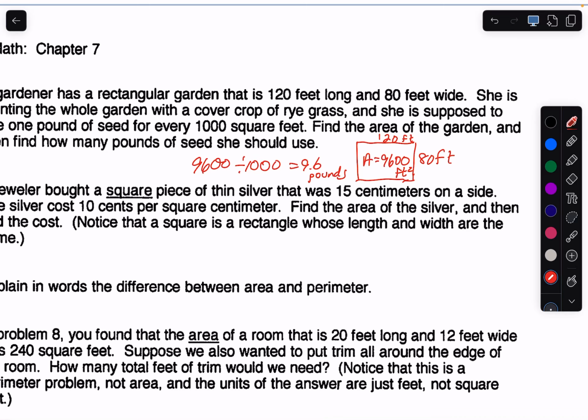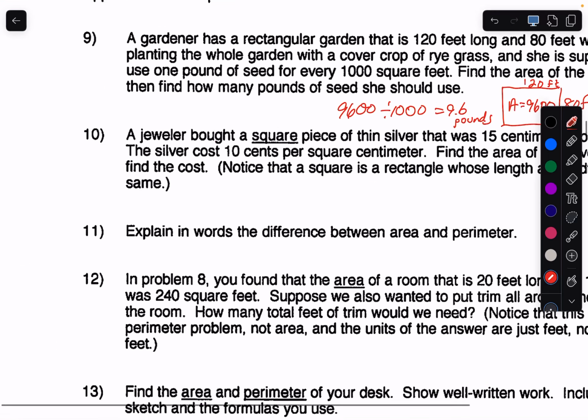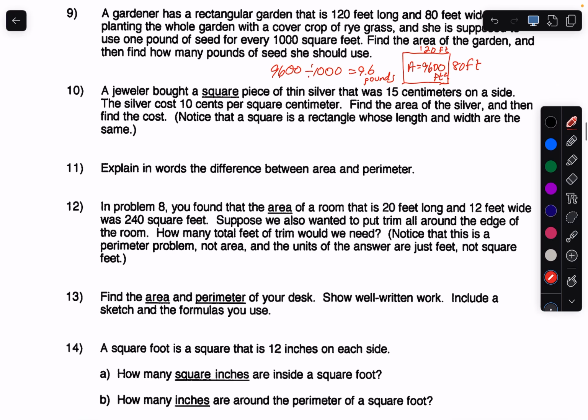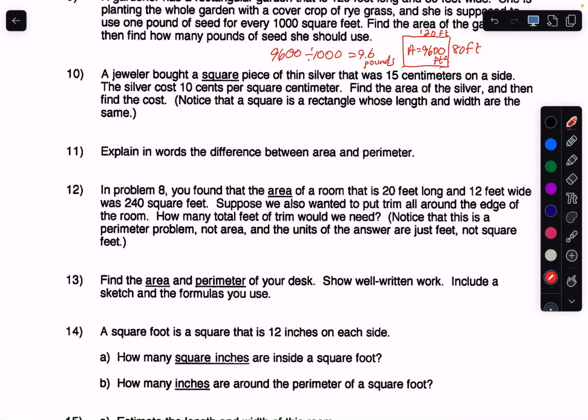Here's where it might be different. If they added the phrase, if they said the bags come in 1 pound bags, how many bags would she have to buy in order to make it? Then you would have to buy 10 and just have a little left over. Yeah, perfect. Okay, let's take a look at 10. It says a jeweler bought a square piece of thin silver that was 15 centimeters on a side. So you notice that they said a square and they even underlined it.